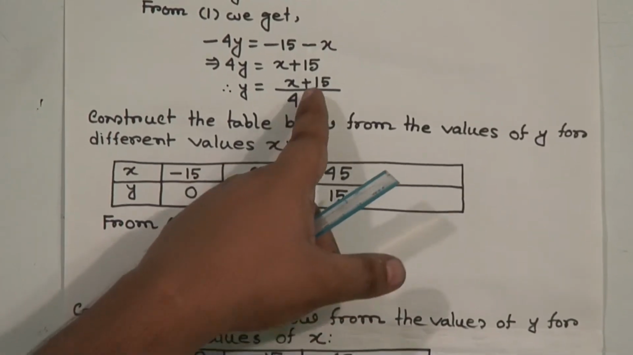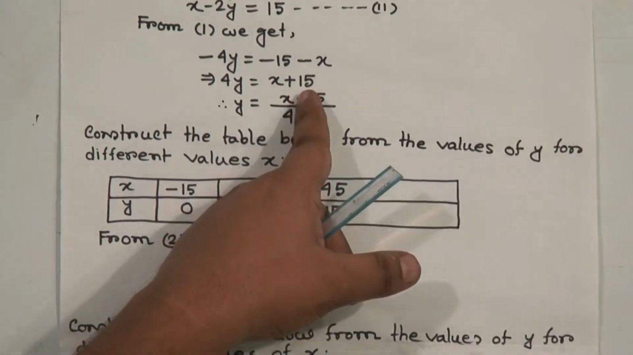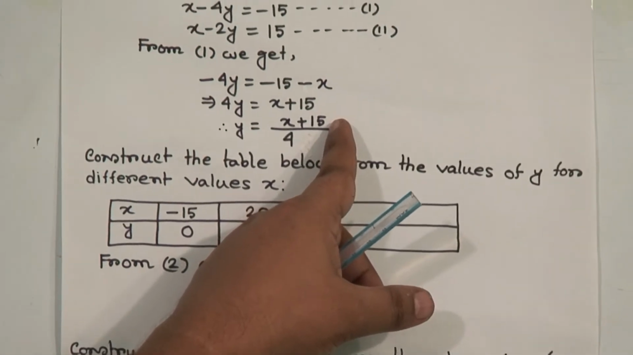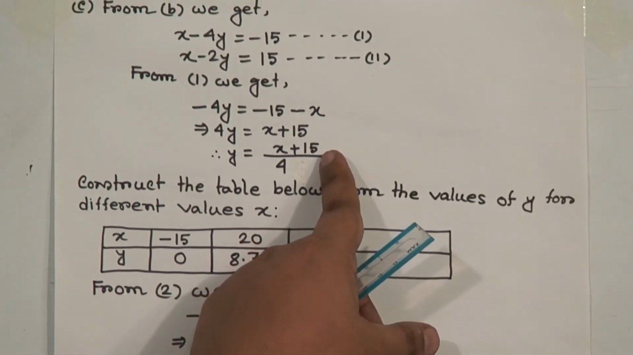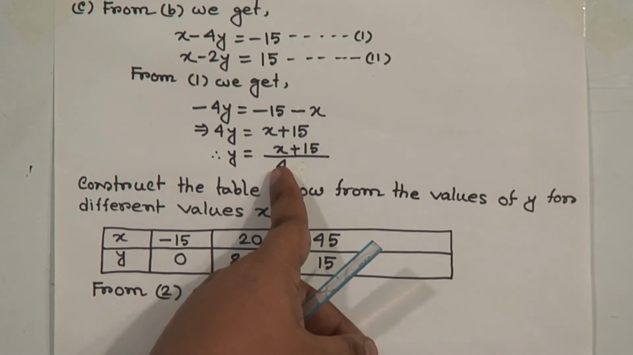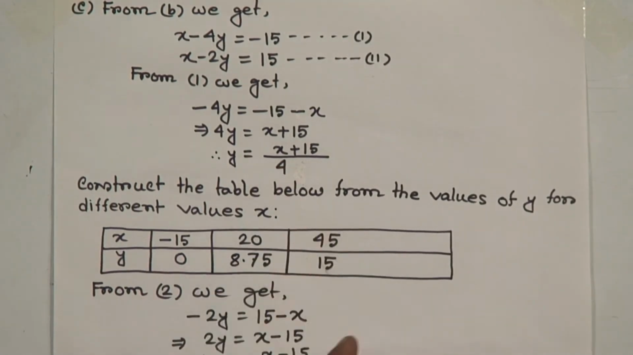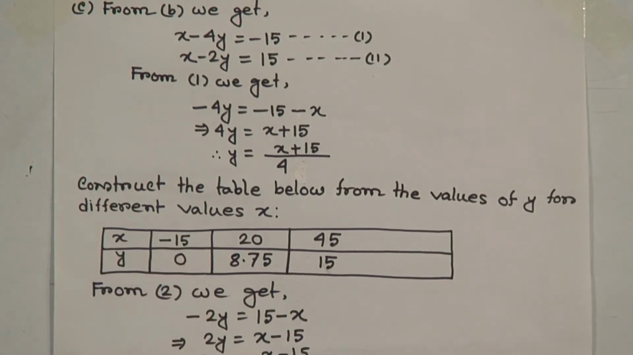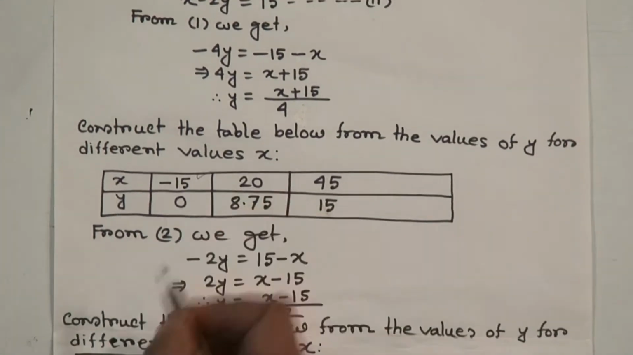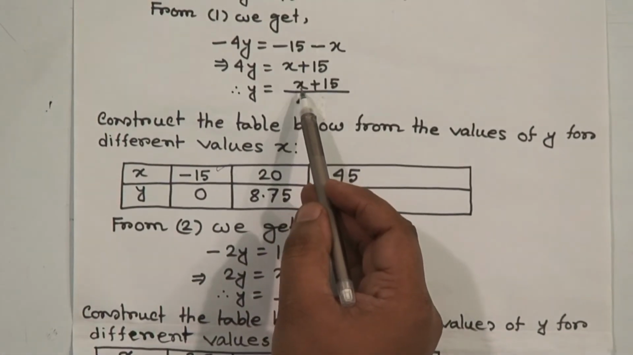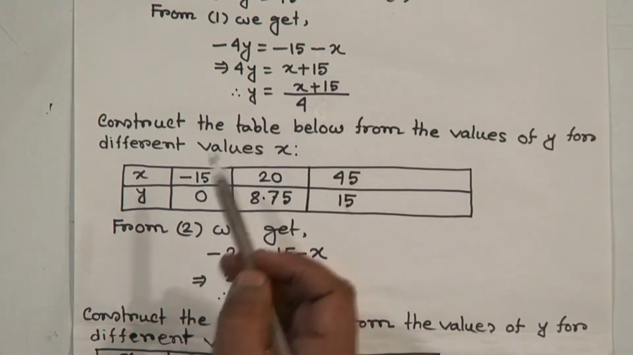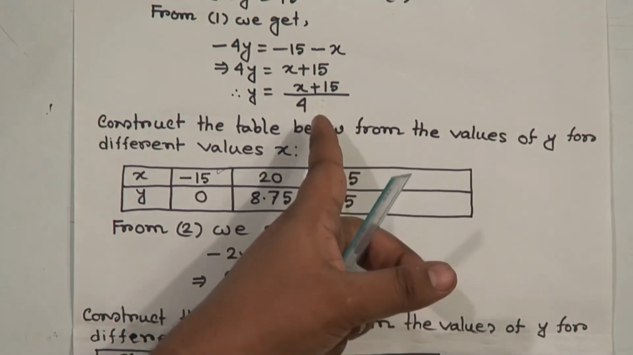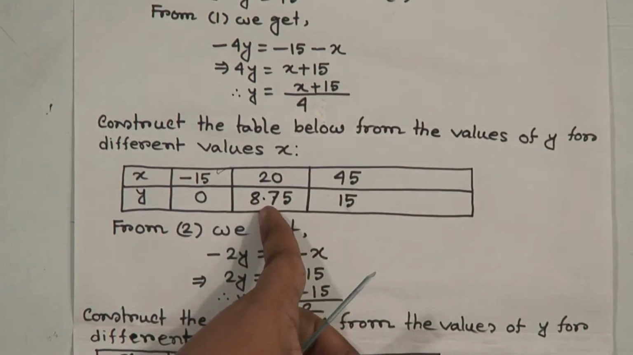Notice, when we put in this equation x equal to minus 15, then we get 0. How? Notice minus 15 plus 15. If we subtract 15 from 15, then we get 0. So 0 by 4. If we divide 0 by any number, then we get 0. So if I put x equal to minus 15, then the value of y will be 0. So first one is done. Next, if we put x equal to 20, then we get 20 plus 15, 35, divided by 4. And if we divide 35 by 4, then we get 8.75.